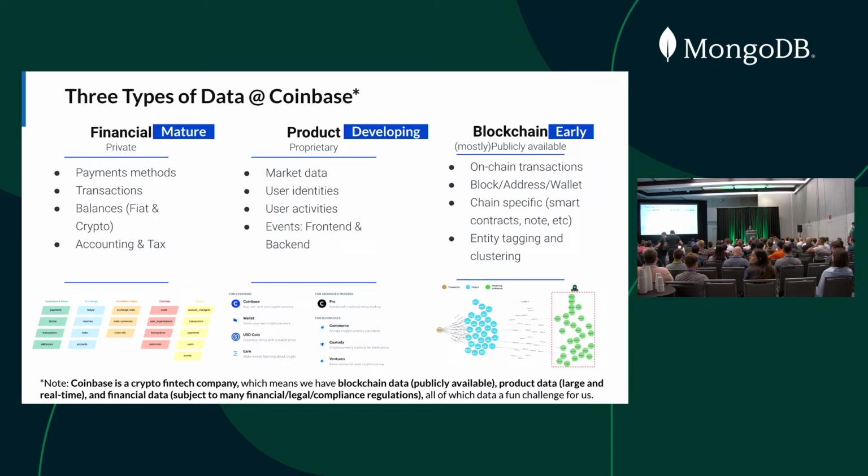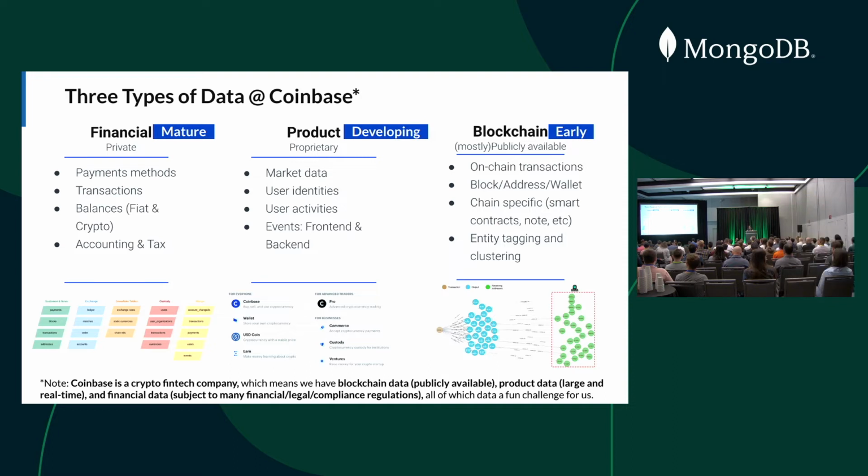The second type of data is the product data. For example, we have acquired data from multiple marketplaces. We have user registration. We have user activities. This is very typical for anything with product and services.